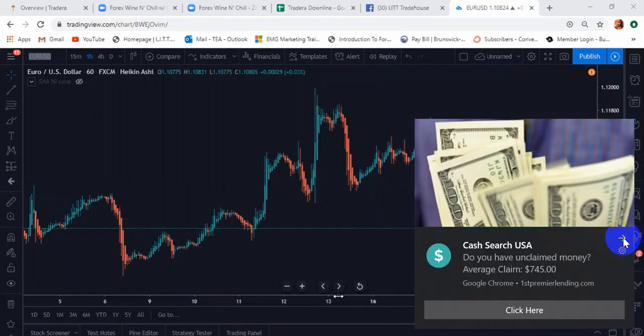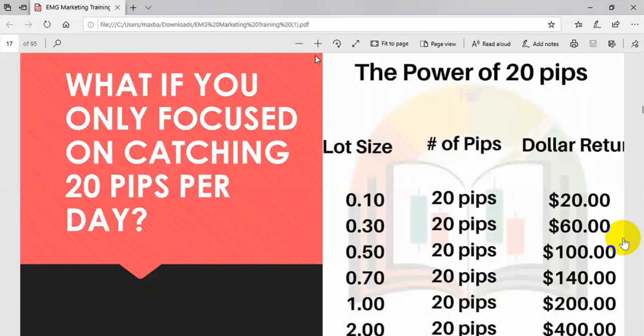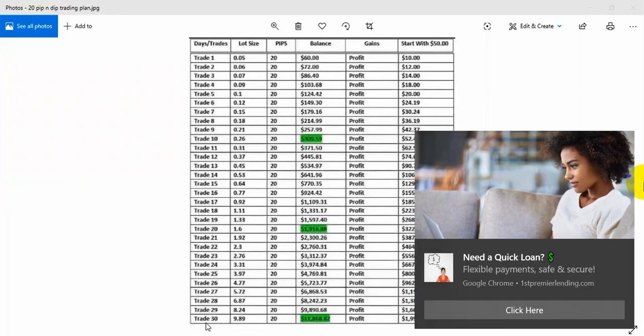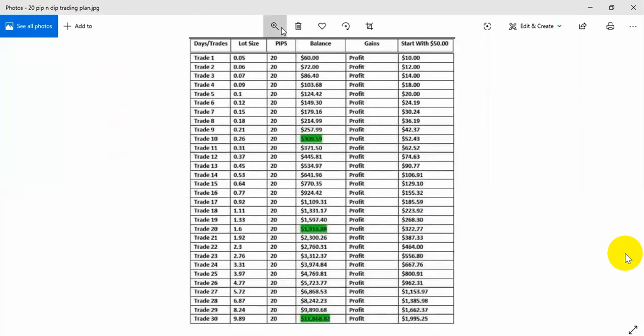So I gave you this right here. This is the plan, right? This is the potential of the plan. Can y'all see this? This is the plan. Can y'all see it? Just let me know, one of my leaders. Can y'all see this? This is the 20 pips and dip trading plan.